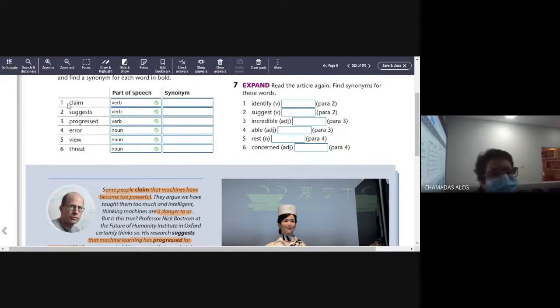Good. And the verb to claim. Any idea? Claim something. Own something? Kind of. No, claim. Look, some people claim that machines have become too powerful. It's another way to say: some people say, some people affirm, some people state. So it's another word for the verb to say.